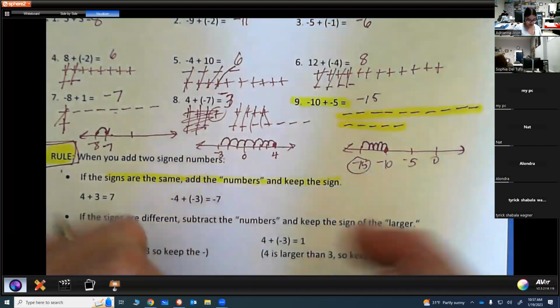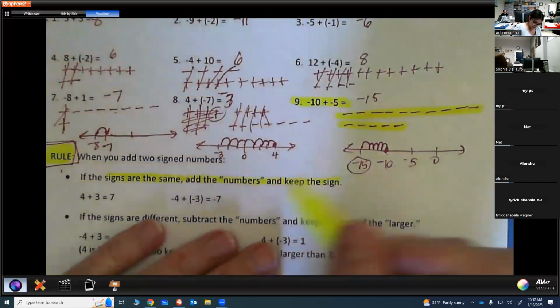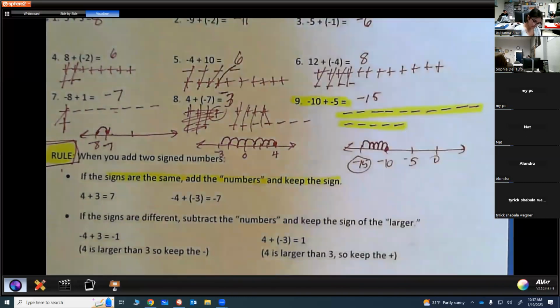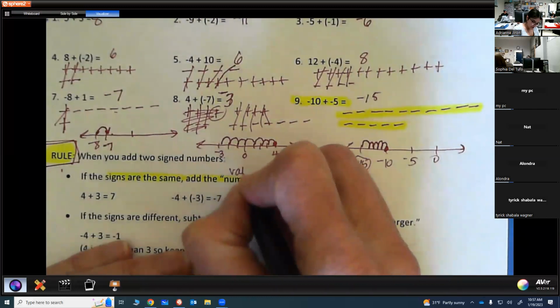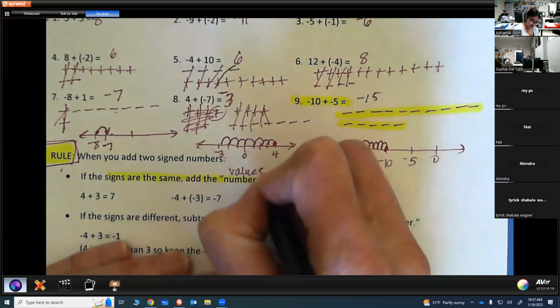Absolute values would be a good word instead of numbers that I put in air quotes. You're right. We're actually going to talk about absolute value.